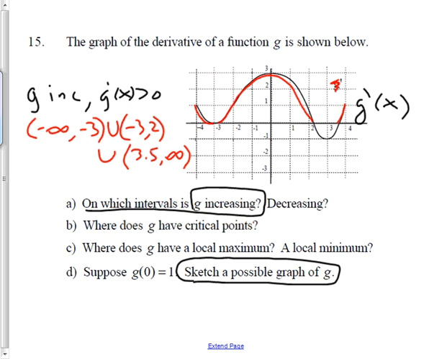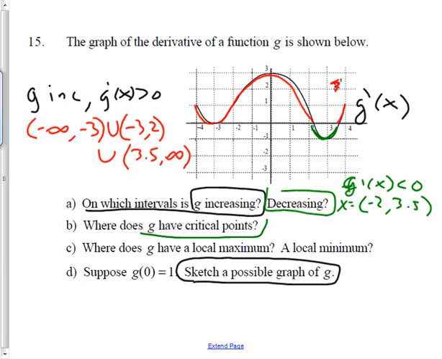So where would it be decreasing? Well, it's decreasing when g prime of x is less than 0, and so that's just on this range here, from 2 to 3.5. Again, these are the x values. Where does g have critical points? Critical points are when g prime of x equals 0 or undefined. We haven't looked at the undefined case yet, but where does g prime of x equal 0? Here, here, and here. So there are critical points when x equals -3, 2, and 3.5.